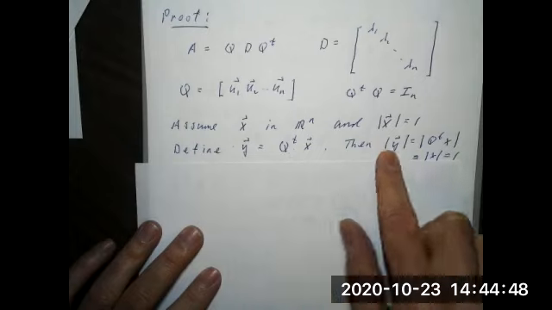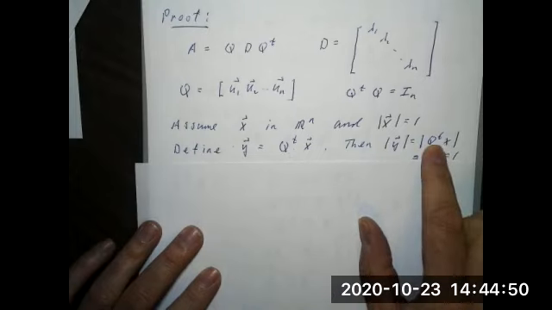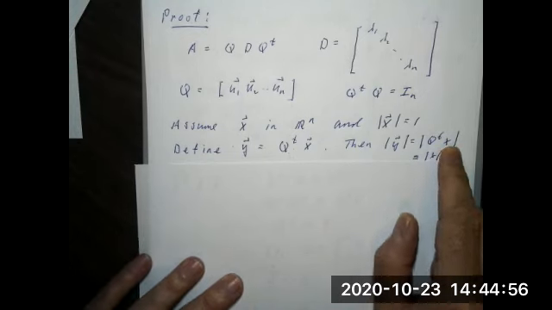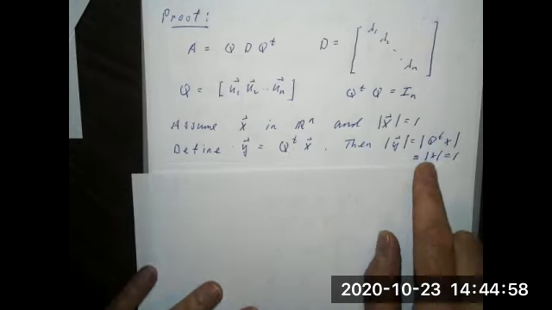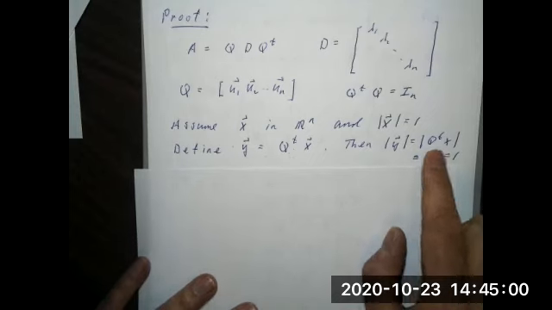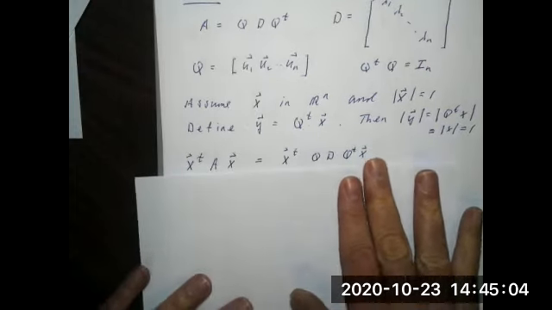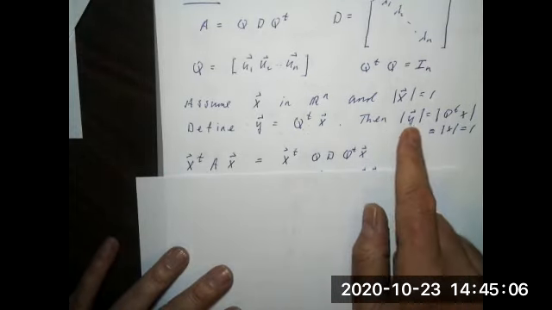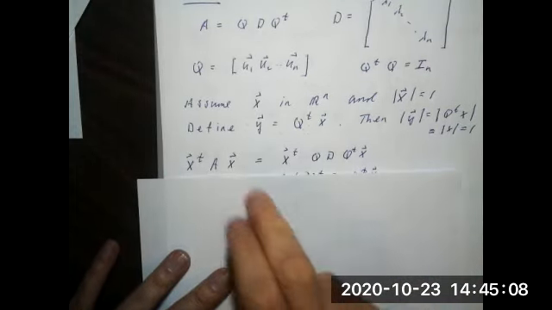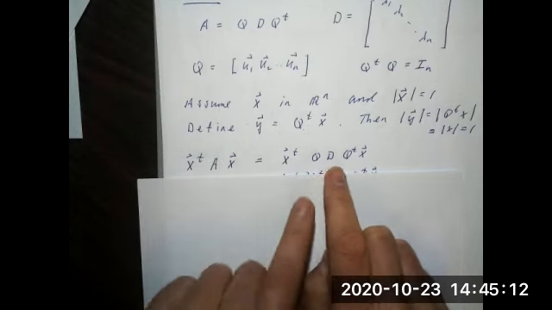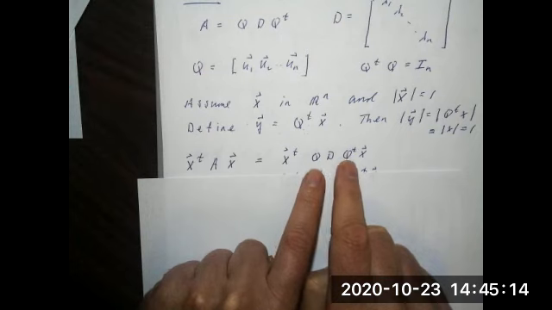Now the length of y is the same as the length of Q transpose x, but because of the nature of Q, Q transpose is in essence a rotation matrix, so the length of Q transpose x is the length of x, which we're assuming to be 1. So y is a unit vector as well. Let's take a look at x transpose A x. Replace A with Q D Q transpose.